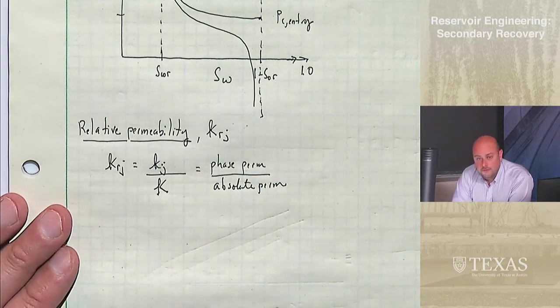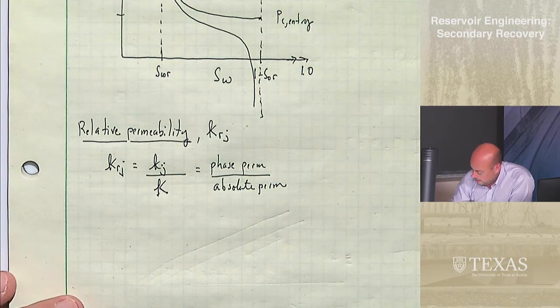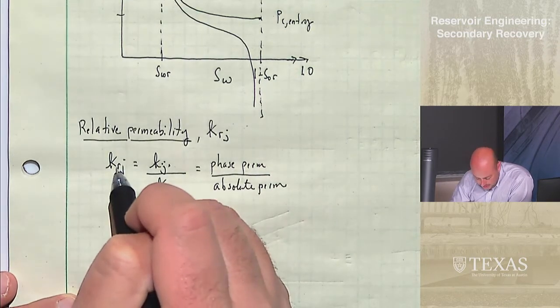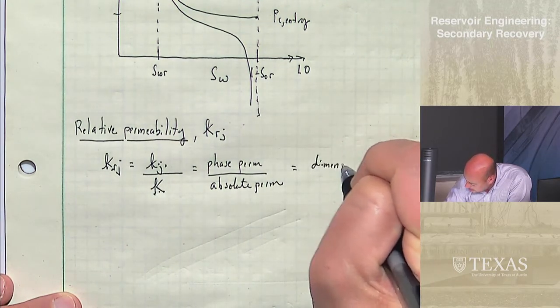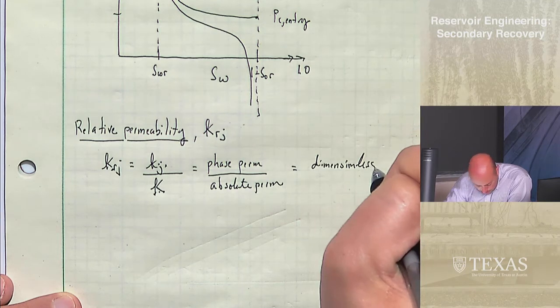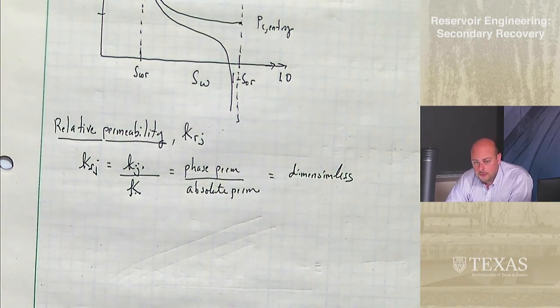Both this and this have units of permeability: darcys, millidarcys, feet squared, meters squared. But since they're both of that, this makes this dimensionless. So that is dimensionless. And it is always a number between 0 and 1. You can't have negative relative permeability, and you can't be greater than 1.